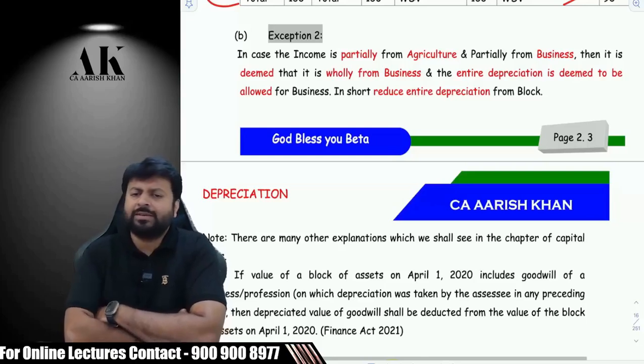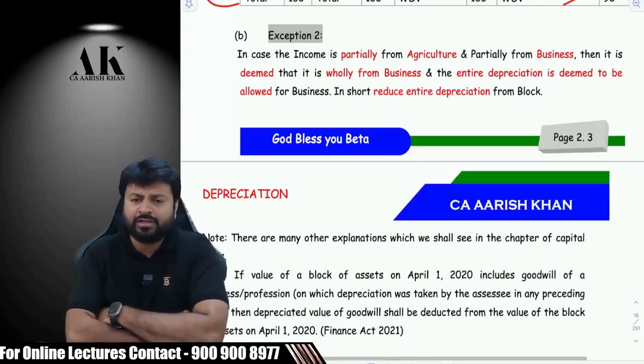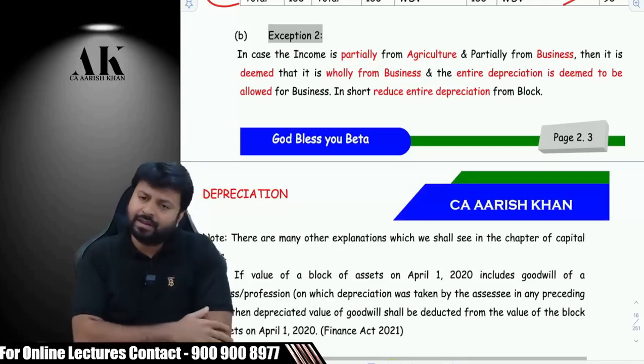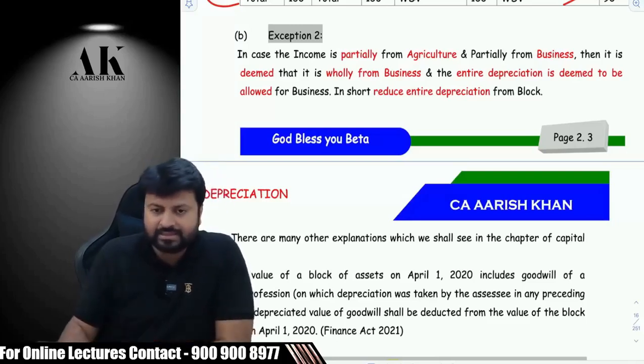For that, there is a separate section 14A, if you know that in practical life, that any expenditure you incur in relation to an exempt income is not allowed. There's a separate section 14A for that. Okay, so that would also apply to depreciation? Yes, that will apply. Yes, definitely.